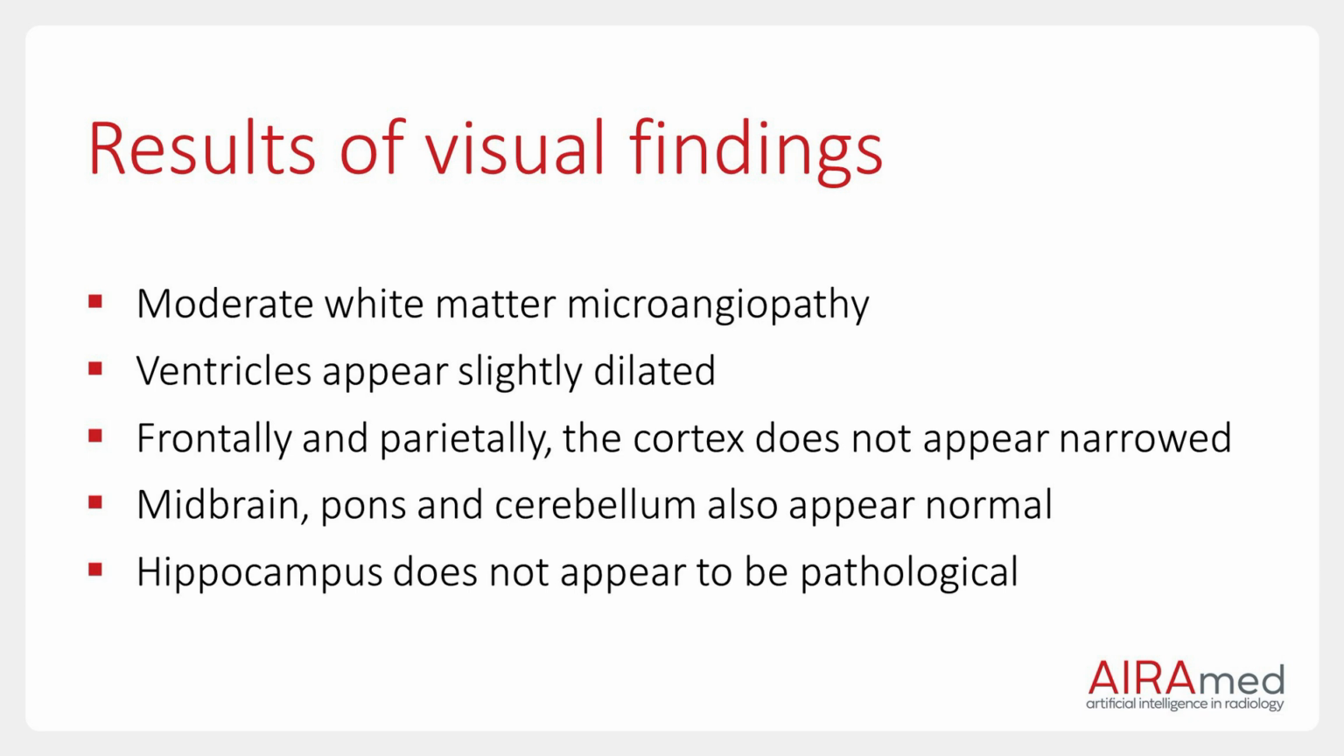Okay, let us summarize the results of the visual appraisal. We see moderate white matter microangiopathy. The ventricles appear slightly dilated. Frontally and parietally, the cortex does not appear narrowed, nor do we see any widened sulci. Midbrain, pons, and cerebellum also appear normal. And at first glance, the hippocampus does not appear to be pathological.